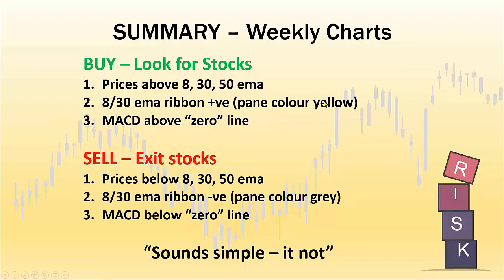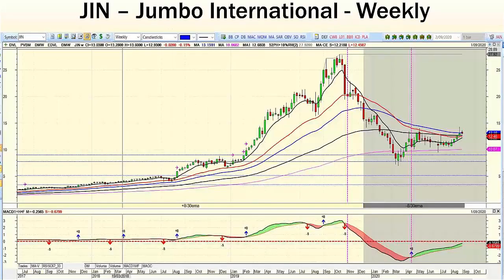the 8/30 EMA ribbon positive, paint coloured yellow, I call that white now. White's a bit of an easy colour for me, and the MACD is above 0. For exits, I generally exit on a daily. I watch it on a daily. If the price is below the 8/30/50, and also if the 8/30 EMA ribbon has gone to grey, it means time to sell, or the MACD is below 0. It sounds simple. It's not, because you make mistakes. But at the end of the day, I'm still in front.